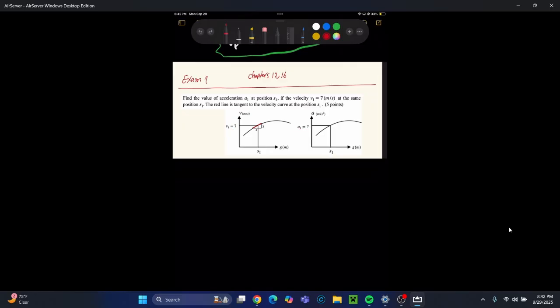Not squared. I almost said squared. The red line is tangent to the velocity curve at the position s1. It's tangent to the velocity. This is just saying your slope of this curve is s1, which I'm sure you know enough about slope to know what that means.